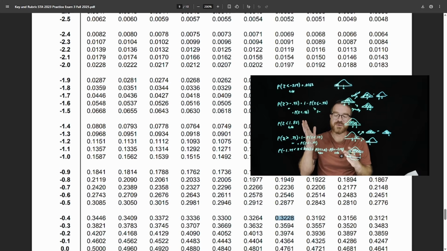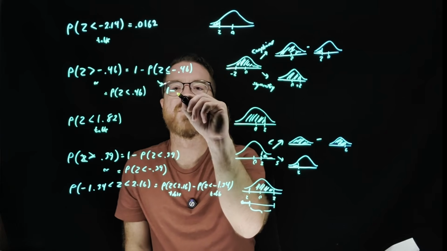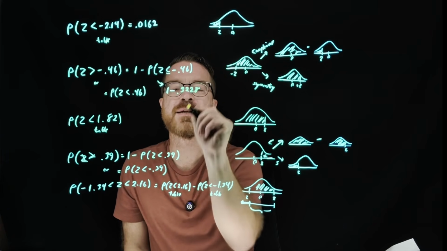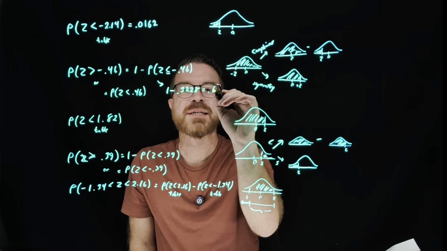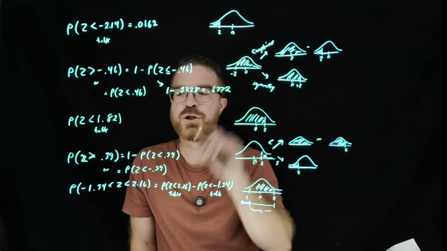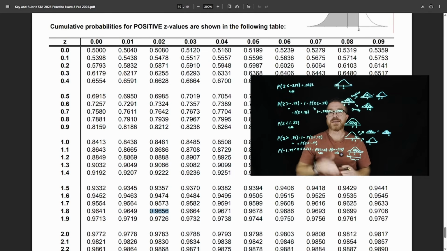Looking at our table, we have negative 0.4 on the left side. Now, you can't actually see the top because I have zoomed in enough so you can see it. So this is the seventh column because remember it starts at 0. So you go 0, 1, 2, 3, 4, 5, 6, and we get a probability of 0.3228. So 1 minus 0.3228 is going to give us 0.6772.